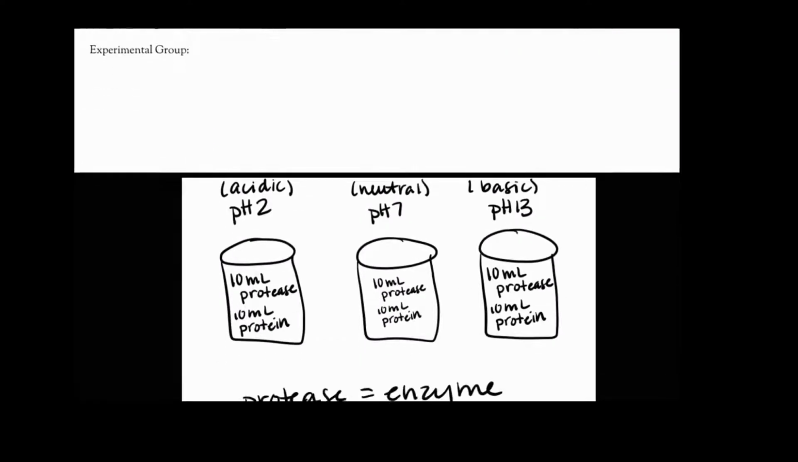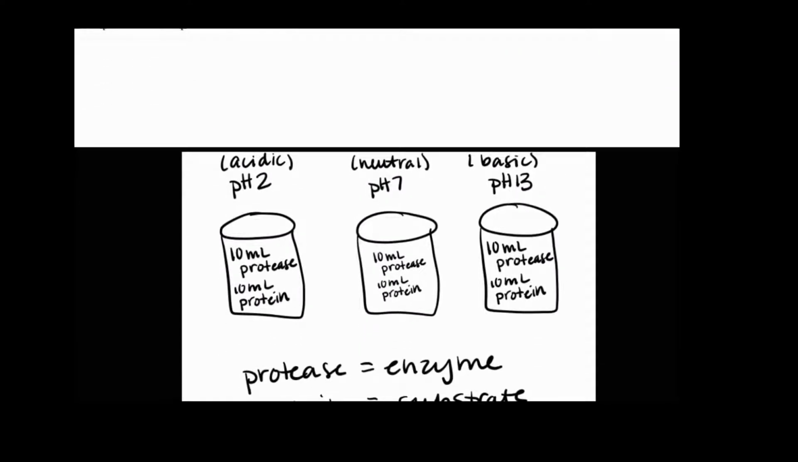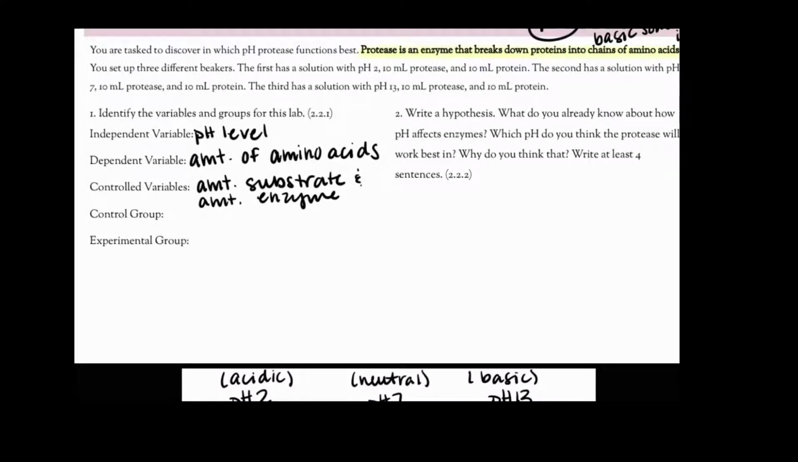Okay, so let's pick our control group out of these three options. We know that control group is usually like 0, right? But in the case of pH, there is no 0 pH. So we want to go with probably the most normal pH. And I would say that pH 7, the neutral pH, probably is our normal pH. So that must mean the other two, those are our experimental groups. So pH 2 and pH 13.